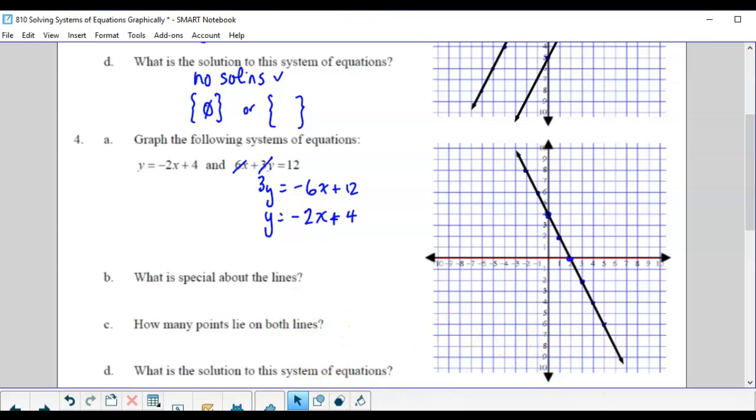So what is special about these? They are exactly the same. How many points lie on both? Infinitely many.